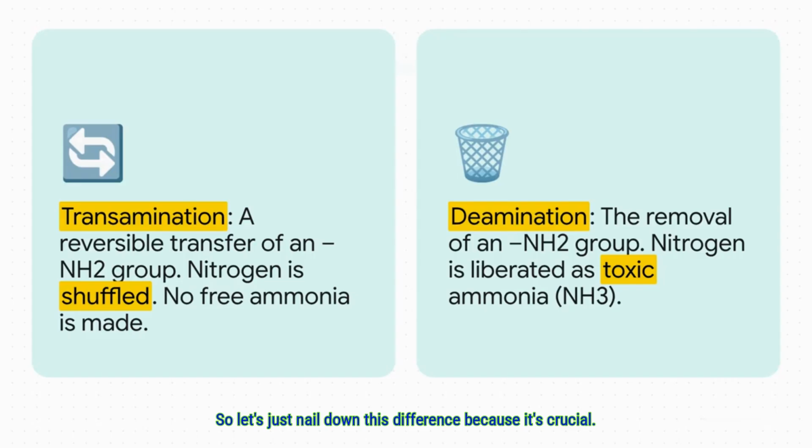So let's just nail down this difference because it's crucial. Transamination is all about shuffling nitrogen. It's moving it around inside the body. Deamination, on the other hand, is about removing nitrogen. It's the first step to kicking that nitrogen out of the body for good.